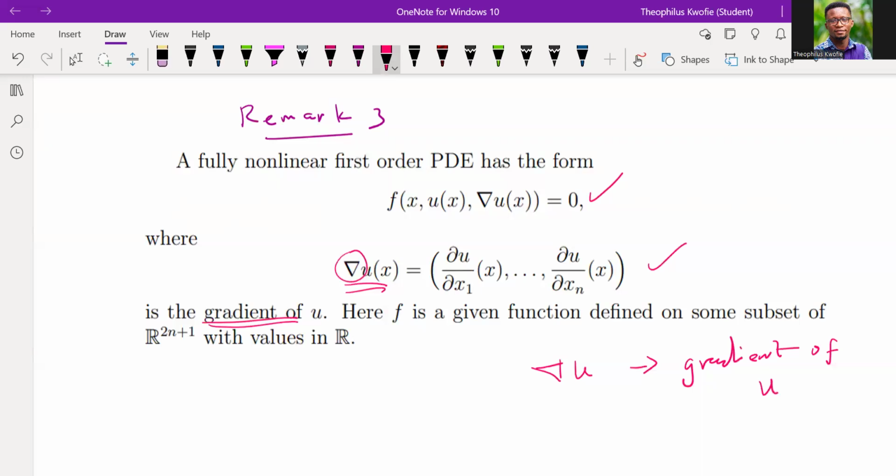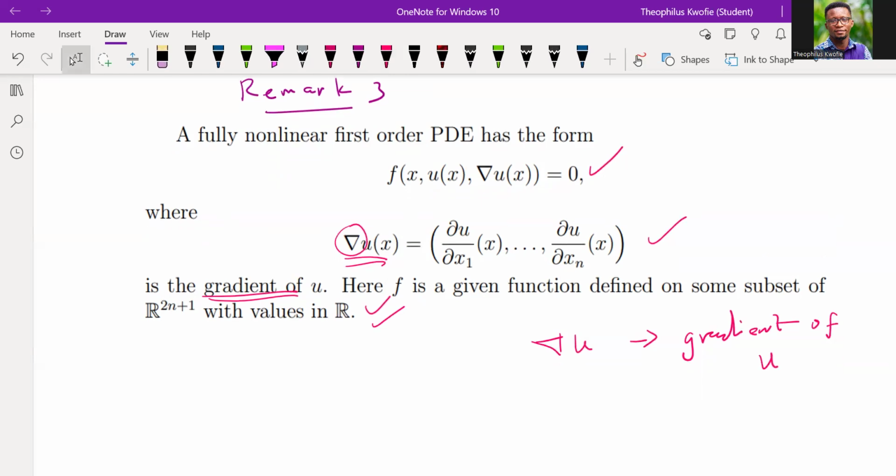Here, the F is a given function that is defined on some subset of R to the power 2n plus 1 with values in the real numbers. Okay, don't worry about this. We would look at a few examples so that you'll be able to appreciate that. All right, let's jump into some interesting problems. I believe these problems can help you to get good grades, get full marks in your quizzes, in your super quizzes, exams, and then your finals as well.